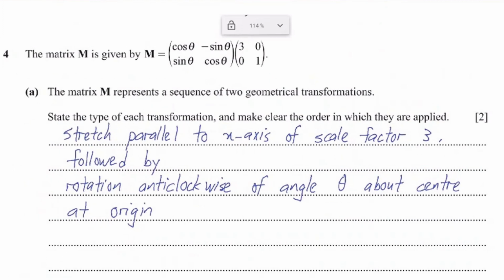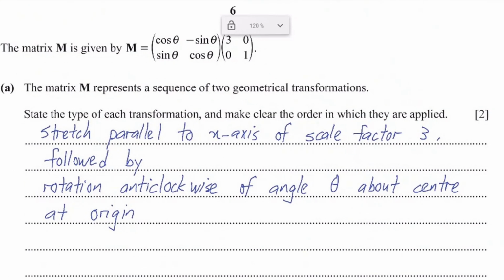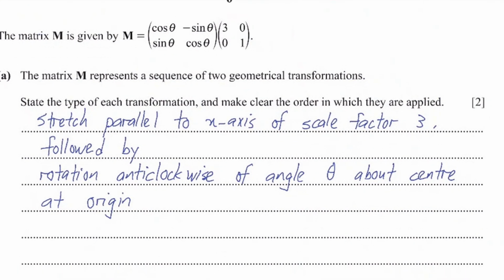It's a transformation question. So given we have got this matrix M, matrix M represents a sequence of two geometrical transformations. State the type of each transformation and make clear the order in which they are applied. So we know that here we have got two transformations. And if M is given by the product of the two matrices, right? So the one that is done first is the matrix that comes after. So this is the first transformation. This is the second transformation.